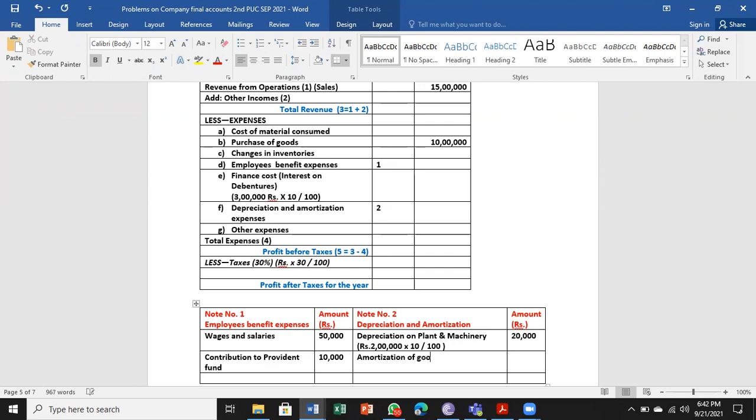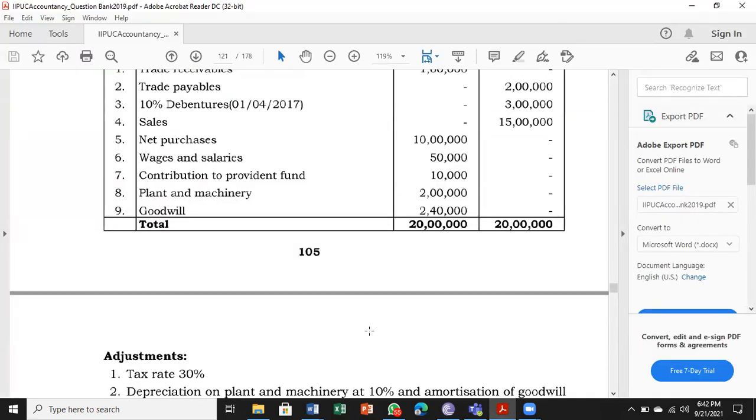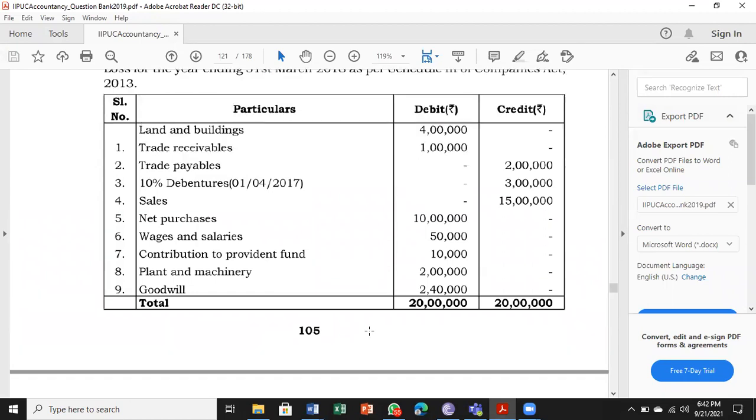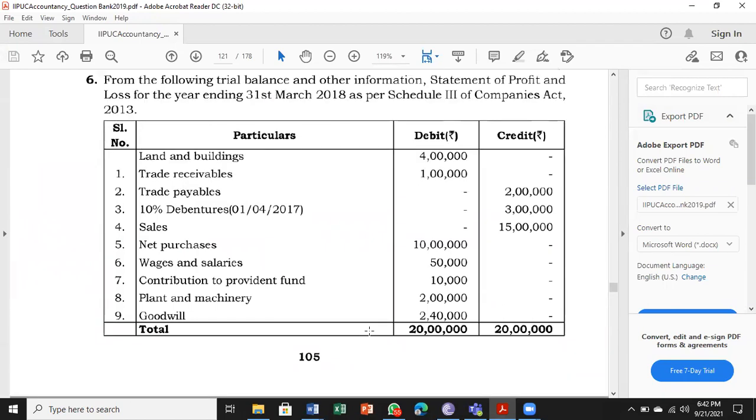Amortization of goodwill, 24,000 rupees. We will come to the taxes later. But in this, we have a hidden adjustment, or we call it an implied adjustment. We have to understand the adjustment.